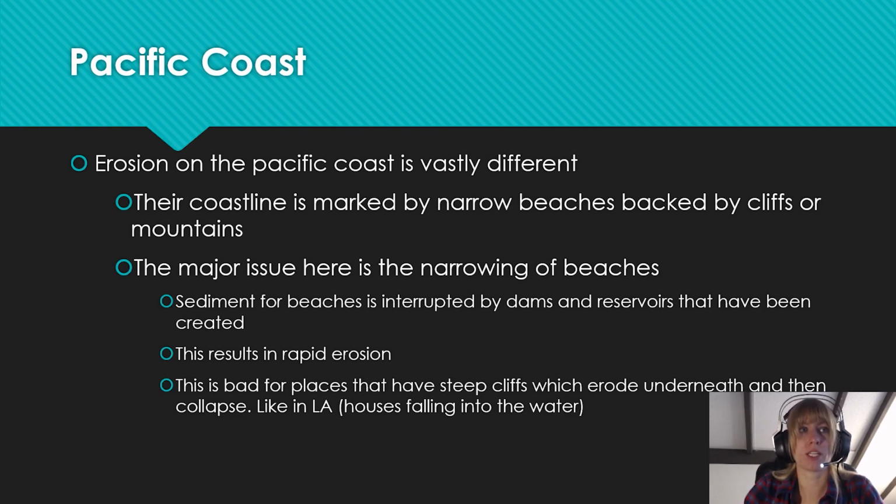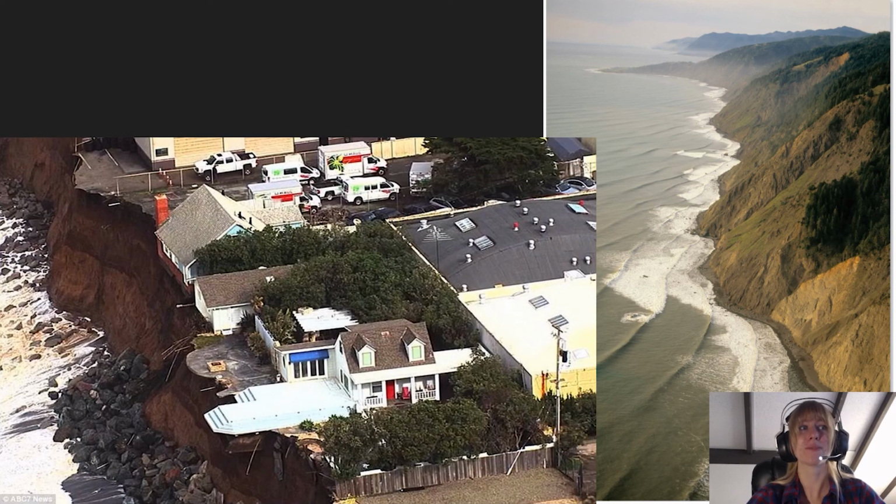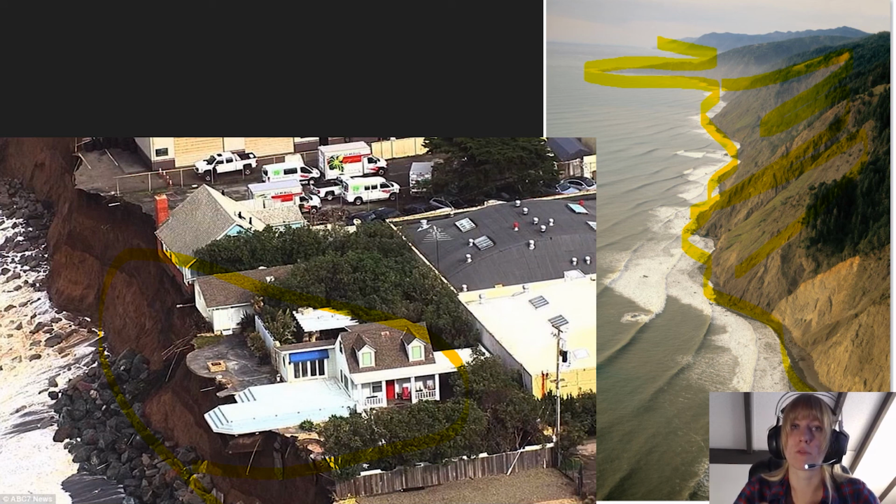So sediment for beaches is interrupted by dams and reservoirs that have been created because we need water in California. And this results in rapid erosion. And this is bad for places with steep cliffs, which erode underneath and then collapse, like in Los Angeles, where we actually see houses falling off into the ocean itself, which is kind of sucky, but I chose to live on a cliff. And this is what the beaches in California and Oregon and Washington basically look like, which is really cool. And it's all because of these mountains. Okay. There is not a lot of sedimentary runoff from them. We also have dams preventing a lot of runoff heading into the ocean here.